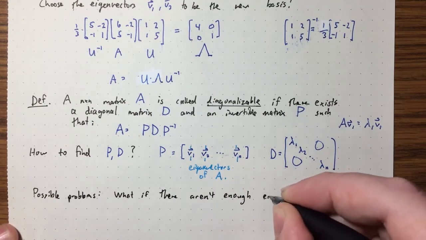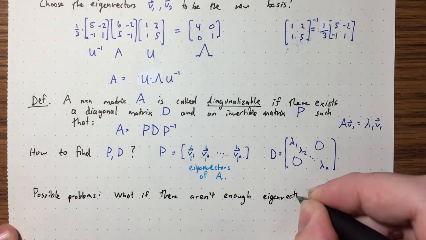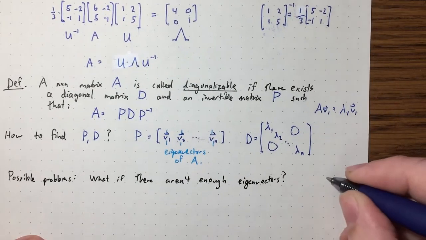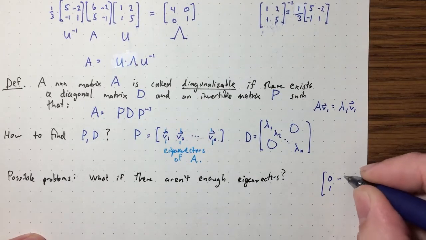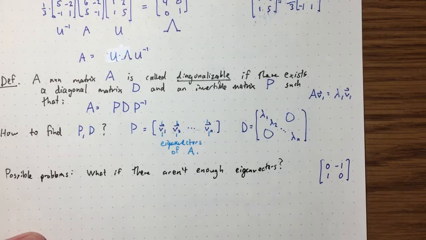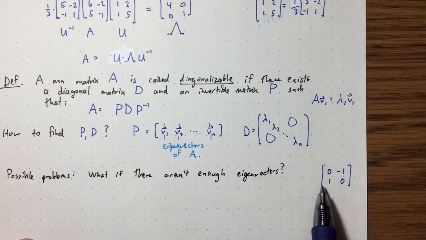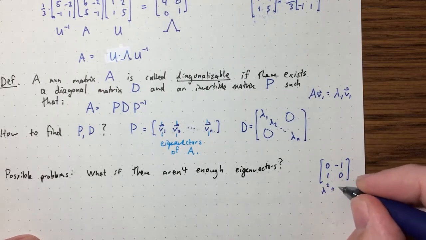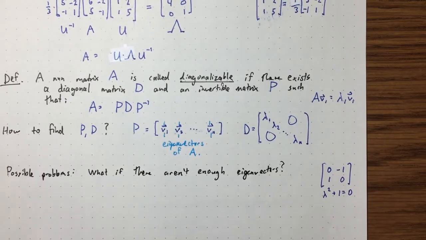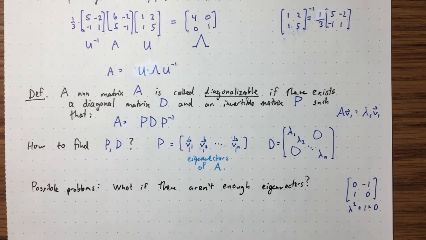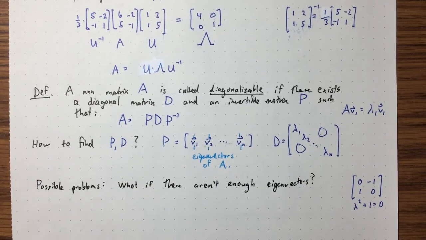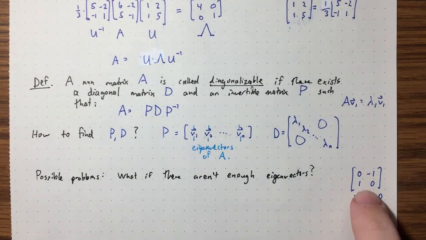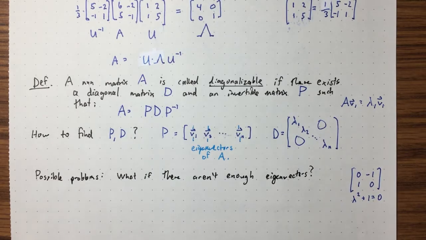I mean, here's one extreme example of that. An extreme example would be this matrix. You can tell this is one of my favorite matrices. It's a 90-degree counterclockwise rotation. The characteristic polynomial is lambda squared plus 1 equals 0. It doesn't have any real solutions, so there aren't any real eigenvalues. So there aren't any real eigenvectors. So a matrix like this will not be diagonalizable. So first of all, we need the eigenvalues to be real, and that will correspond to real eigenvectors.